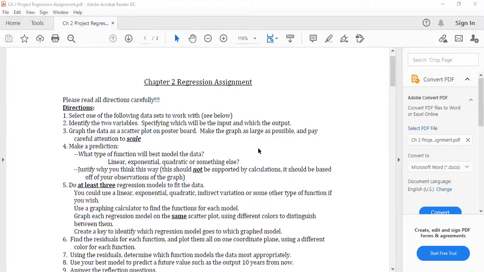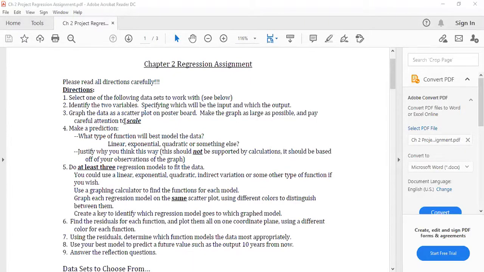And then once you graph your data, you're going to make a prediction. What type of function will best model the data? Linear, exponential, quadratic, or maybe it's something else. Maybe it's something we haven't discussed yet. It could be a cubic function, a quartic function, a logarithmic function, whatever. Maybe if you think back to the types of graphs that we've looked at in the past, think back to 2.0 and all the different parent graphs, okay?